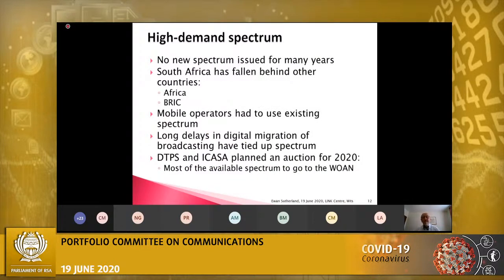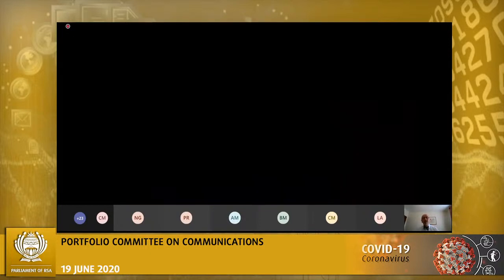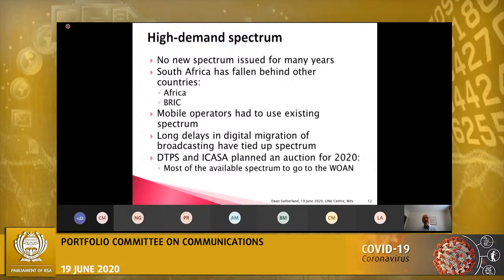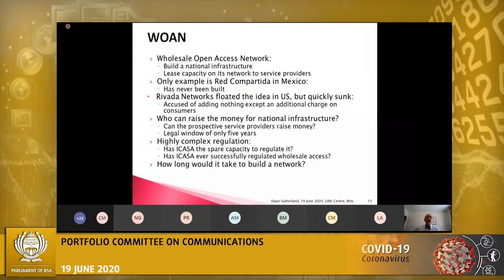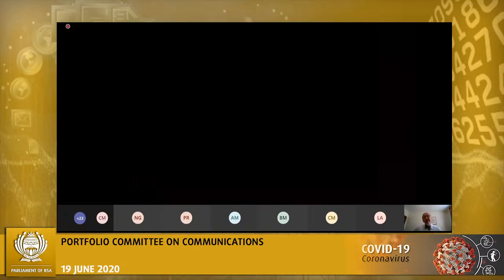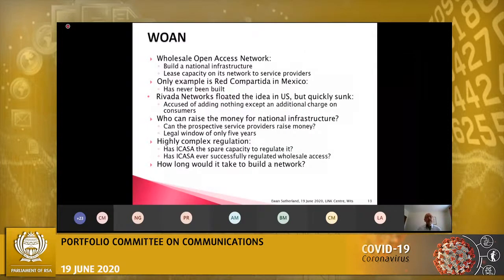spectrum. Part of that problem was the long delay in digital migration to get broadcasting out of bands that were wanted for mobile. And as I say, I think the digital launch for that was at an ITU event in 2008. So there was to be an auction which may or may not still go ahead this year. However, as a matter of policy, most of that spectrum was to go to this so-called WOAN. The WOAN is an idea which very probably comes out of New Zealand, where it's known as a spectrum park, but proving that's quite tricky.